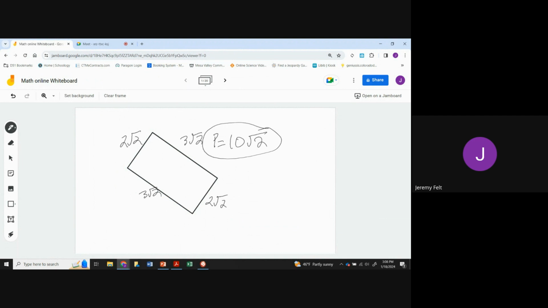Now if it was 2 root 3 or something like that, we can't, because square root of 2 and square root of 3 would not be the same. We wouldn't be able to do that. But since it's the same radical, we can add them together, just like when we're combining like terms. 10 root 2. Now for area, we know it's length times width.